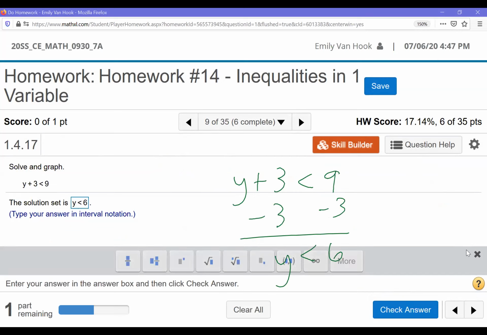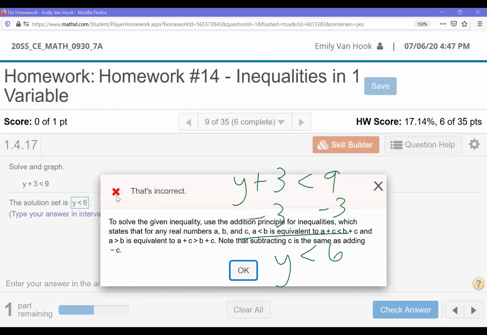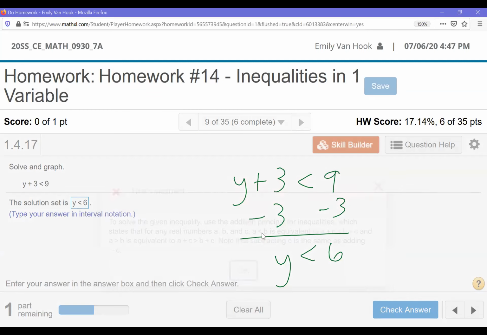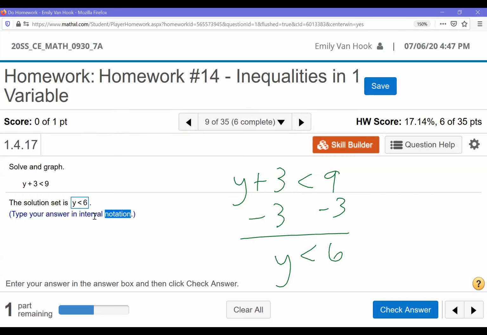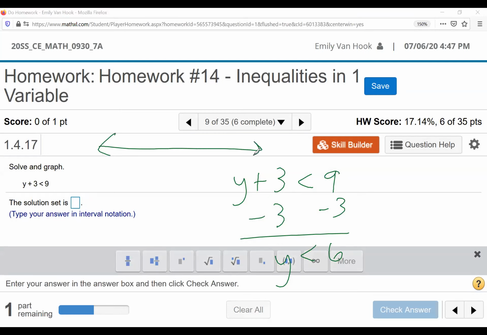Even though y is less than 6, I'm not giving it the answer in the correct notation. So it's being marked wrong, not because we did anything wrong, but because we're not giving the answer in the correct way. We need it to be in interval notation. So how do we do that? I'm going to make a little sketch of a number line. So here's 6. Less than 6 would be going to the left. Because we're not including the endpoint, we would need parentheses. So our interval should be parentheses, -infinity, comma 6, close parentheses.